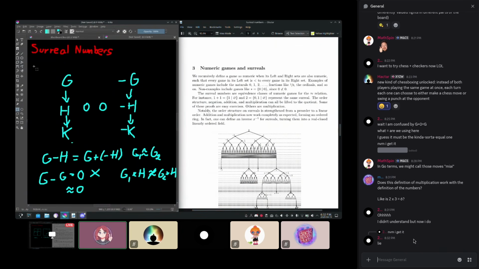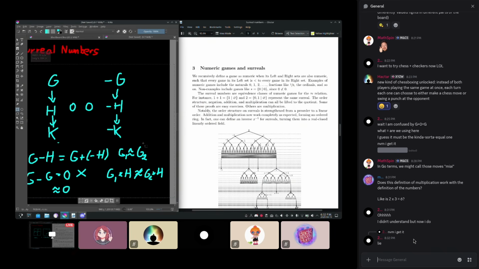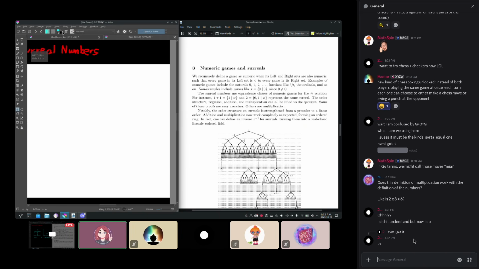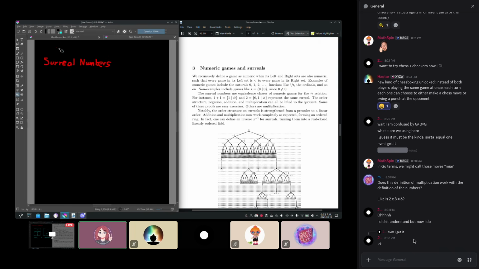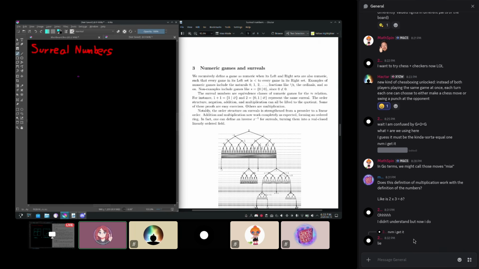Numeric games. A numeric game is going to be a subclass of all games. Some games are numeric, some games are not numeric. And the way that we define what a numeric game is, we reason by analogy from other games that we've already seen, like 0, 1, -1, 1/2. 1/2, I think, is a particularly interesting example. Like I said, 1/2 we define as 0 and 1.